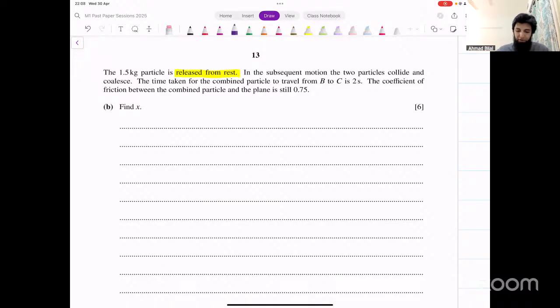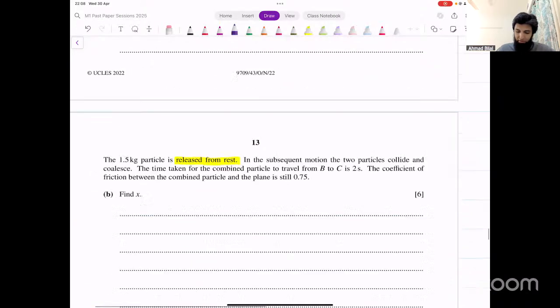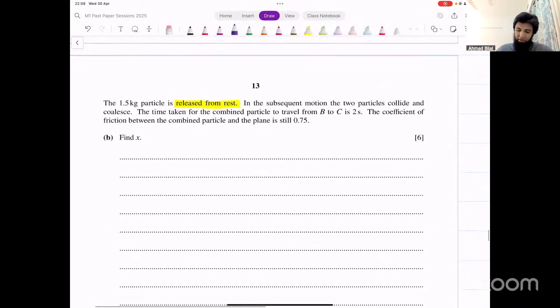Okay, now how do we think about this? A 1.5 kg particle is released from rest and it moves from A to B. Then at B, it collides with that 3 kg particle, and that combined particle goes further from B to C, and we have the coefficient of friction for that particle. So there are multiple parts of this journey.